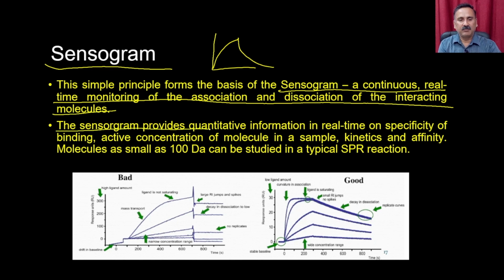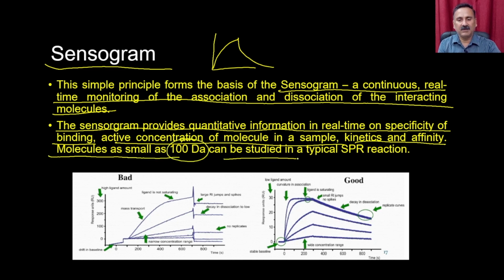The sensogram provides quantitative information in real time on the specificity of binding, the active concentration of the molecule in a sample, kinetics, and the affinity. Molecules as small as 100 Dalton can be studied in a typical SPR reaction. And you see, these are the two different types of SPR sensograms that we are showing. This is a bad quality sensogram, whereas this is a good quality sensogram.